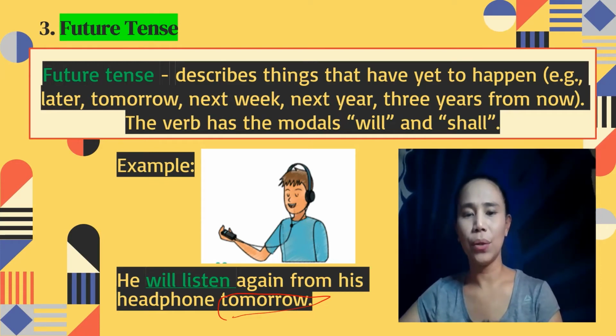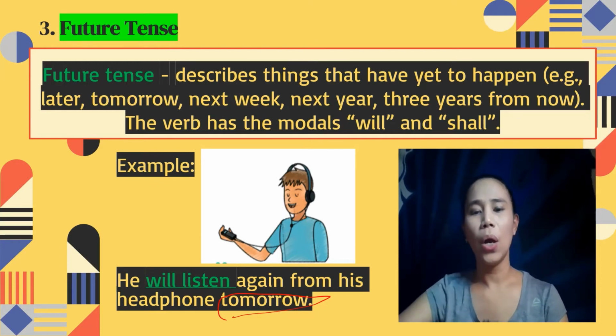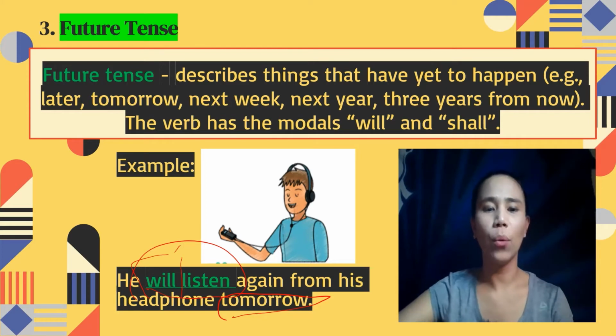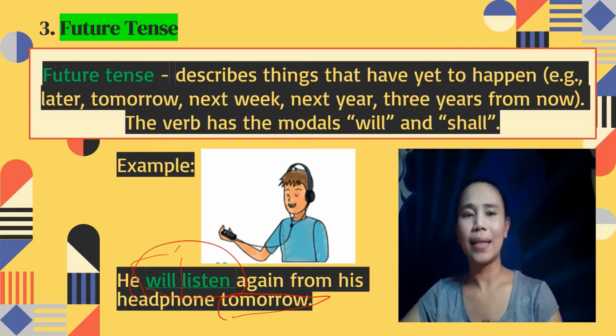However, whenever you cannot see an indicator from the verb, we can see the modal will. So that indicates that it is in the future tense because future tenses usually use will and shall.